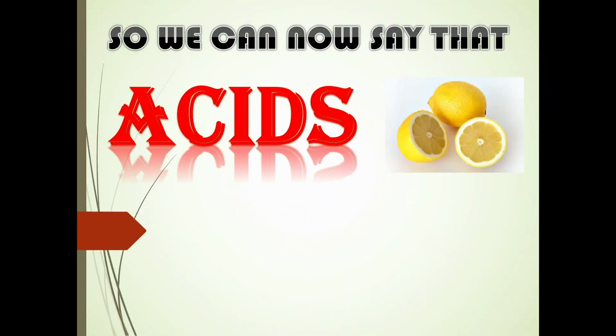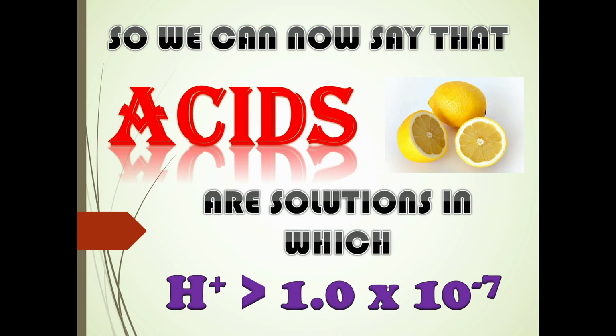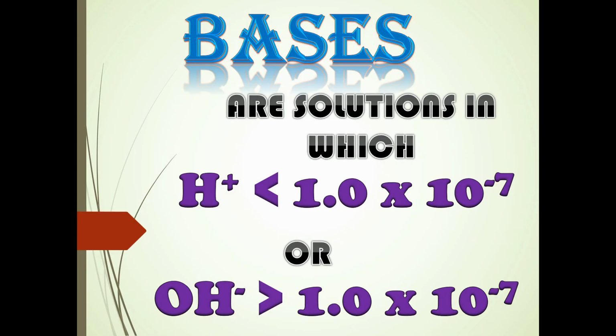So, to repeat, acids are anything with an H+ greater than 1 times 10 to the minus 7. By the time I've said something 3 or 4 times, you can guarantee it's important. And bases are things where the H+ is less than 1 times 10 to the minus 7.